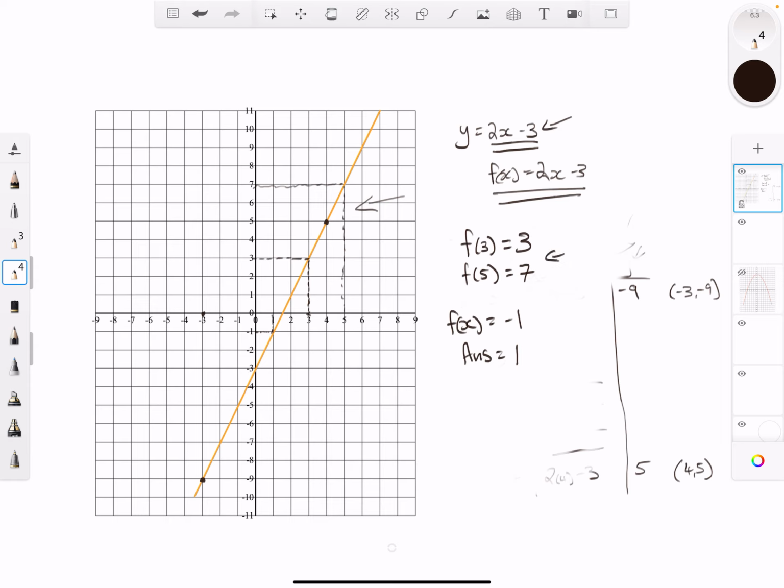So f of a number, look to the x-axis. All right, you look to the x-axis. But f of x equals a number, you're looking at the y-axis. You're starting with the y-axis.